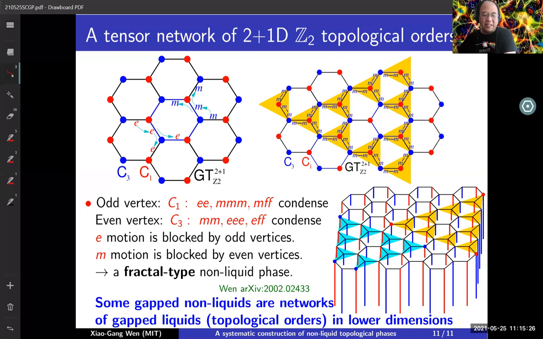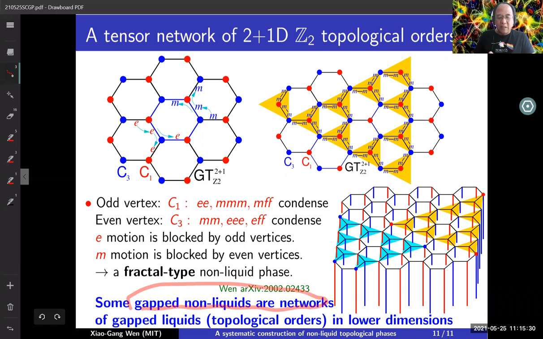So the bottom line is that it seems many gapped non-liquid phases can be described by a network of gapped liquids, but which ones can and which ones cannot is still an open question.